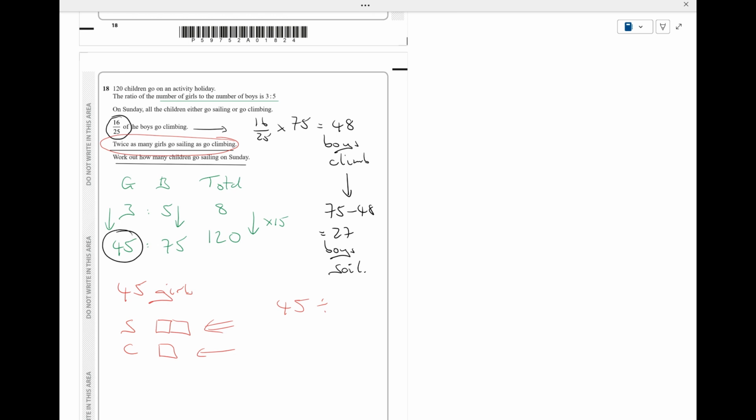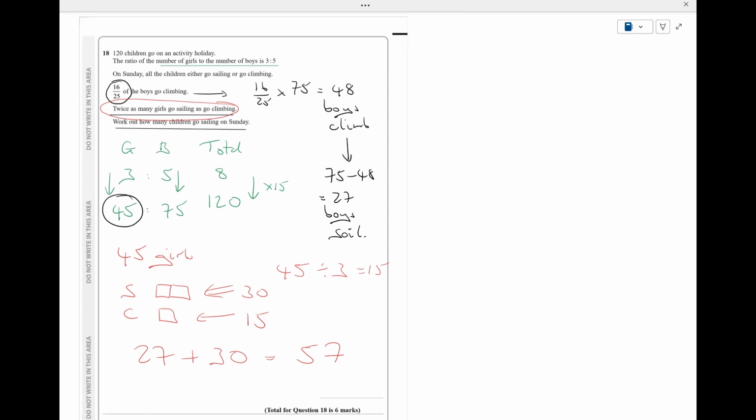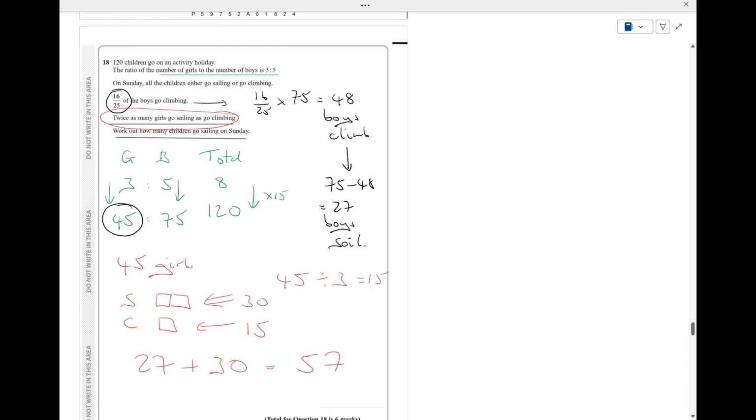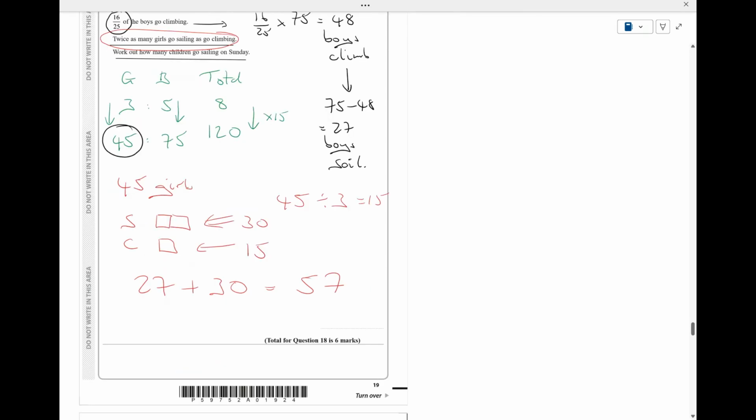45 divided by 3, that's 15. So 15 go climbing and 30 go sailing. Now what's the question? Oh, how many children go sailing? Well, 27 boys plus 30 girls. So 57 children go sailing all together on the Sunday. And that's question 18, a tricky question 18. There. Let's move on. Question 19.